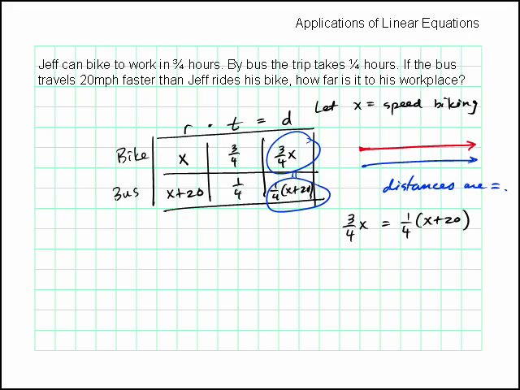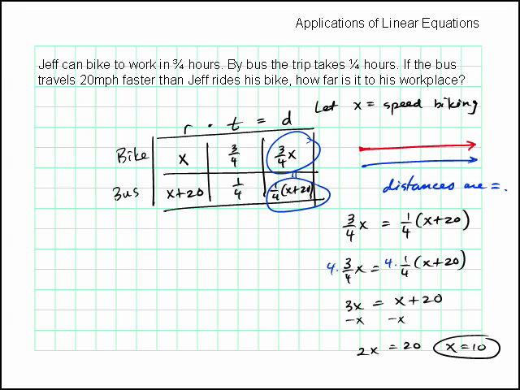Let's multiply both sides by 4 to get rid of the fractions. Times 4 there. That'll give us 3x equals x plus 20. Subtract x from both sides: 2x equals 20, and so x will be 10. X is 10.